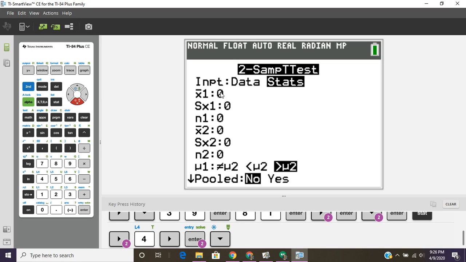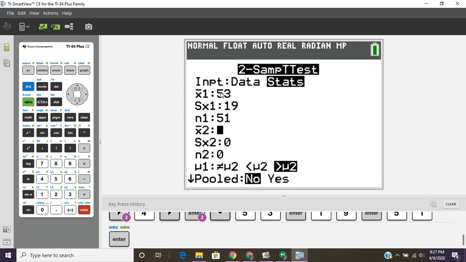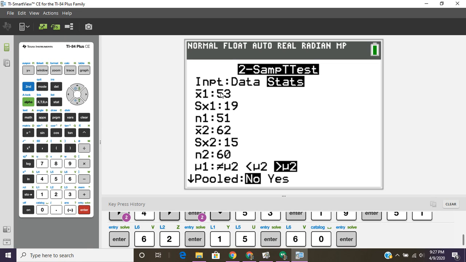All right, so our mean for sample 1 was 53 minutes. Our standard deviation was 19. And for sample 1, we had 51 randomly selected. All right, for sample 2, it said it was an average of 62 minutes with a standard deviation of 15, and there was 60 buses there.